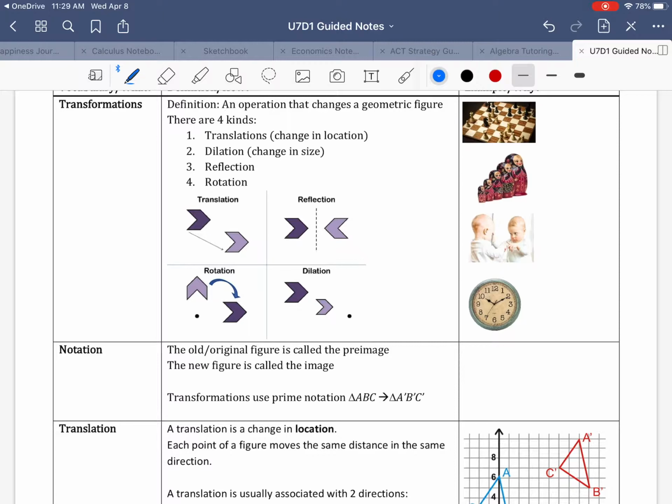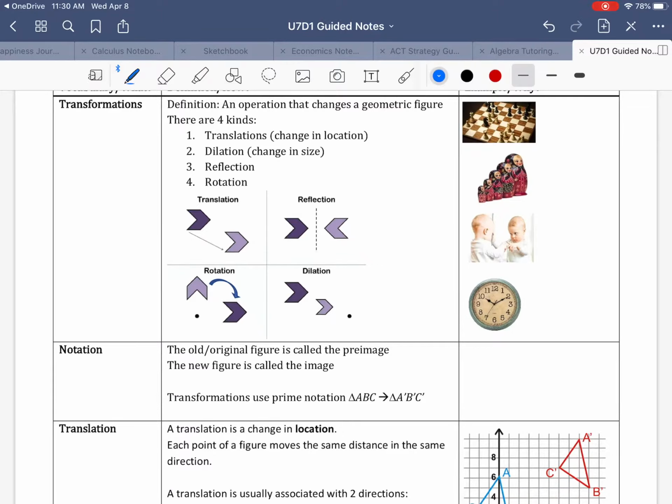And a transformation is an operation that changes a geometric figure. There are 4 kinds of transformations. First one is translation, second, dilations, third is a reflection, and the fourth is a rotation. The ones we're talking about in this lesson are the first 2. Translation, which is a change in location, and a dilation, which is a change in size.